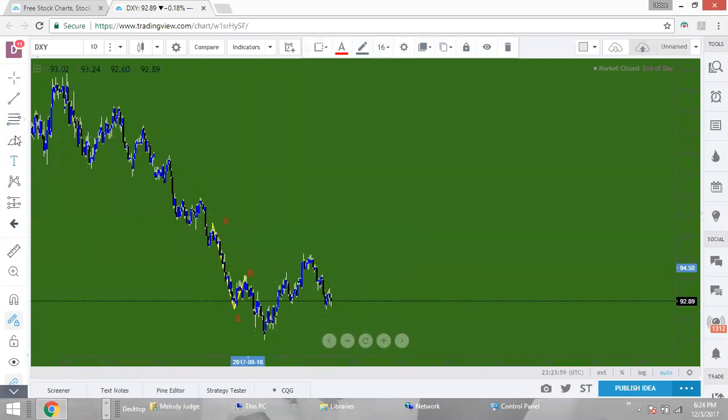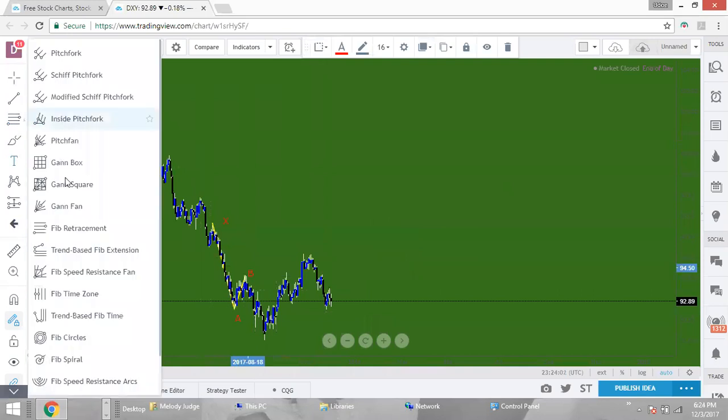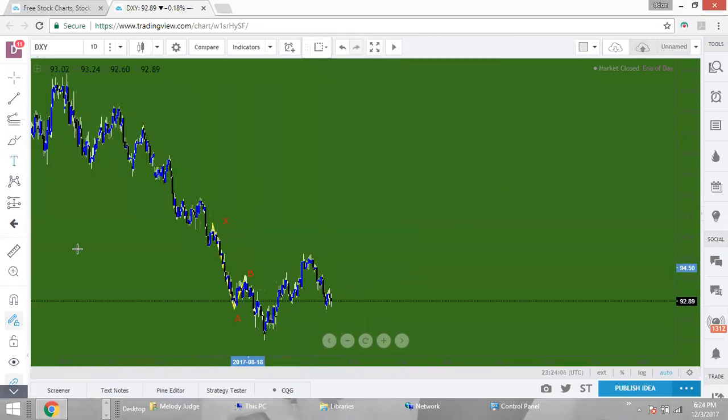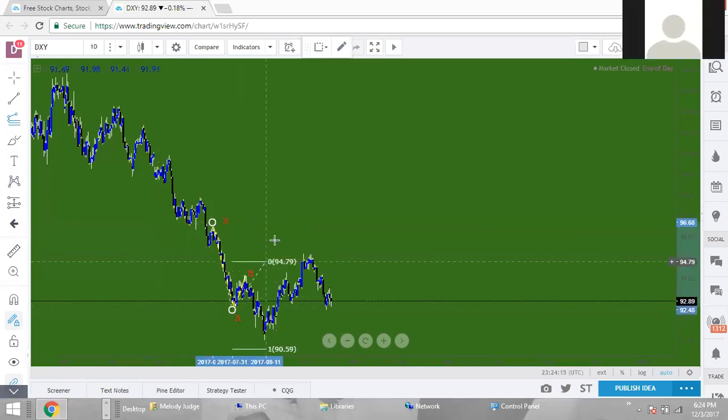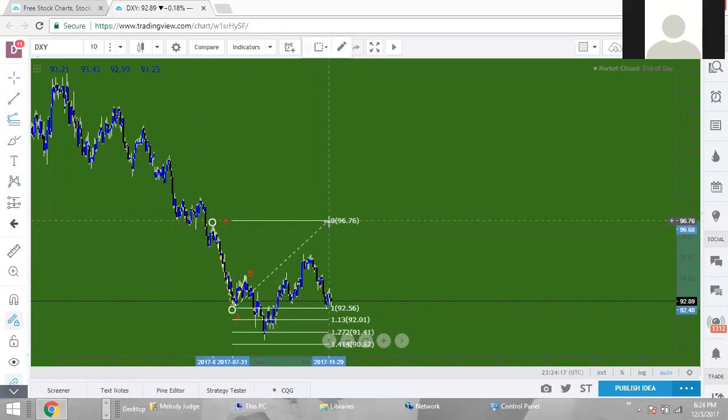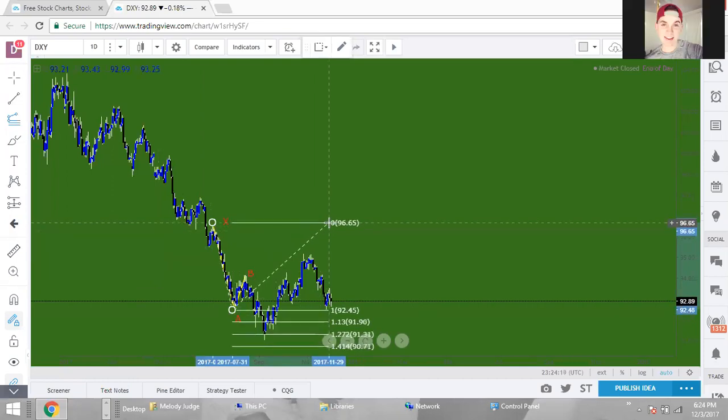Now that the B leg has been identified, we've got to bring out the Fibonacci retracement. No, the Fibonacci extension. I'm going to bring out the Fibonacci extension. We're going to go from X down to A, and bring it back up to X.